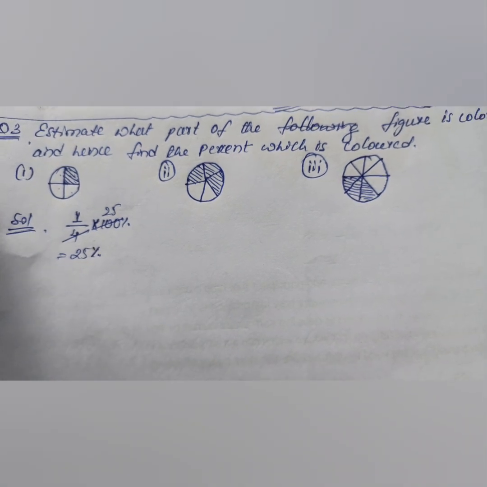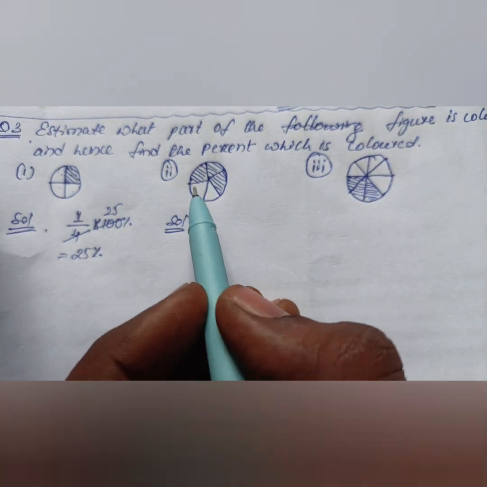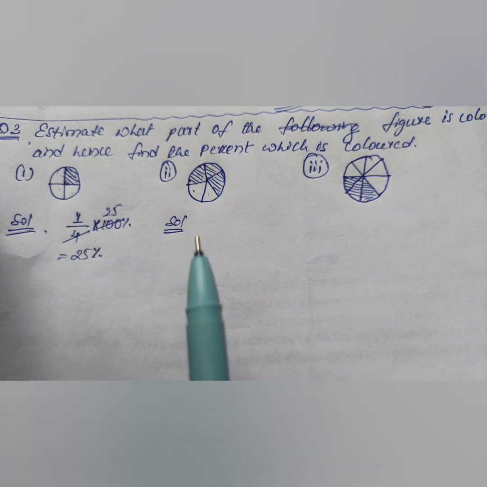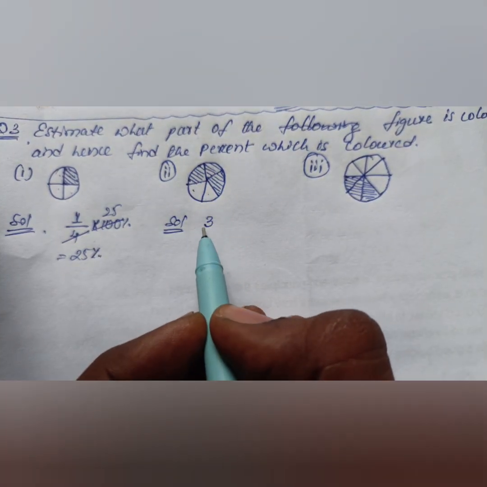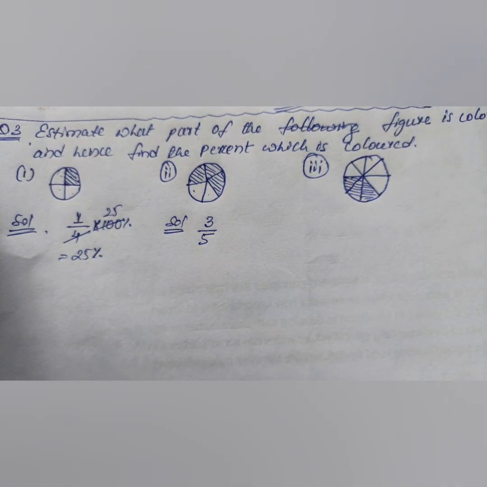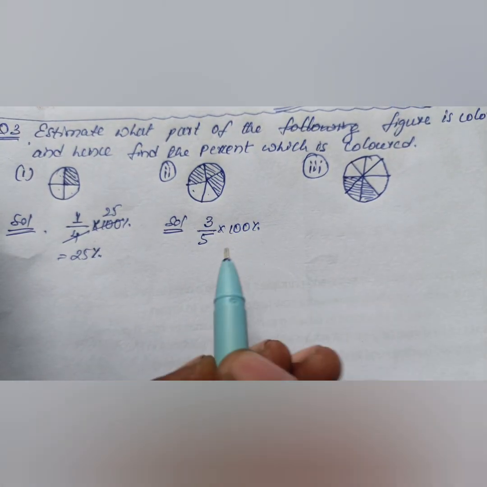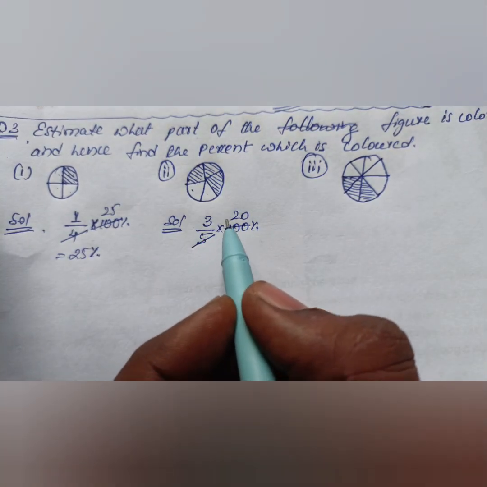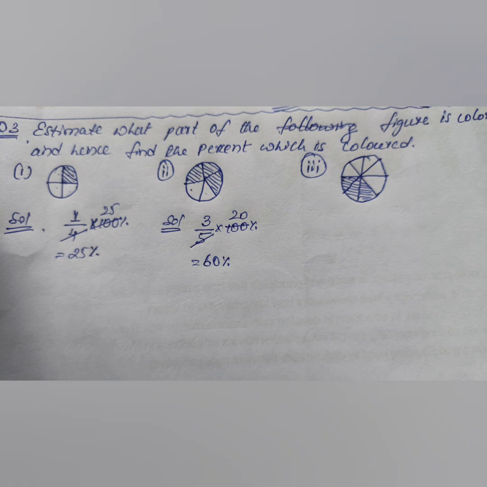Okay. Now we will see the second one. Let's see how many parts there are in total. 1, 2, 3, 4, 5. 5 parts. Out of 5, how many are colored? 1, 2, 3. So we can write 3 by 5. When we want to calculate the percentage, we multiply by 100. So 5 ones are 5, 5 twenties are 100, 3 twos are 6, so 60 percentage is colored.